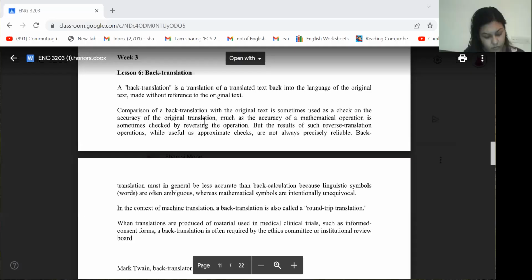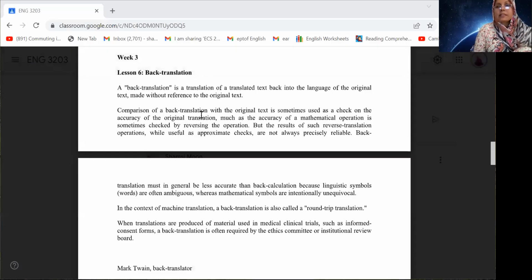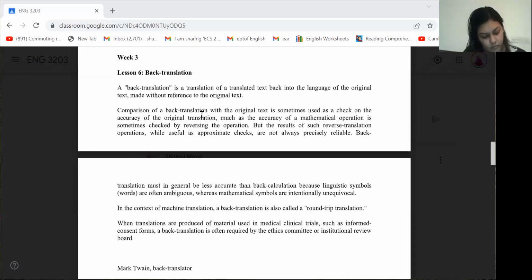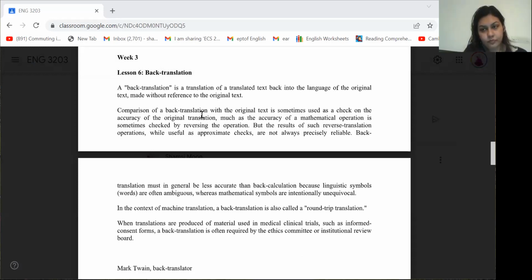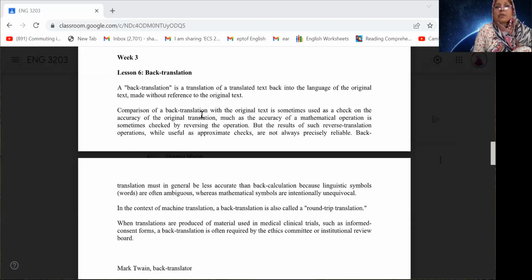Back translation is a special form of translation where the translation of a textbook is done back into the language of the original text without reference to the original text. Back translation is a translation of a translated textbook back into the language of the original text without reference to the original text.